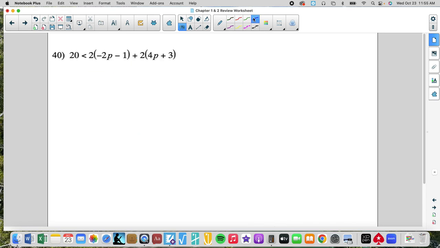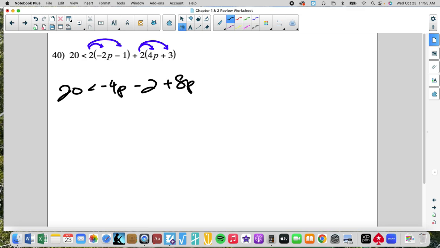Technically we could divide everything by 2, but we're going to distribute to both terms. You have to see how many terms are in there. Make sure you distribute it to both of them. 20 is less than negative 4p minus 2 plus 8p plus 6. 2 times negative 2p is negative 4p. 2 times negative 1 is negative 2. 2 times 4p is 8p. 2 times 3 is 6.